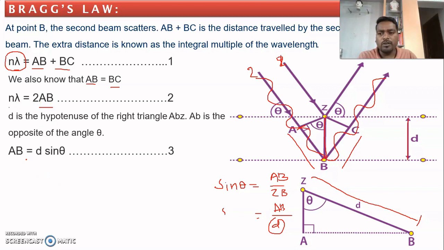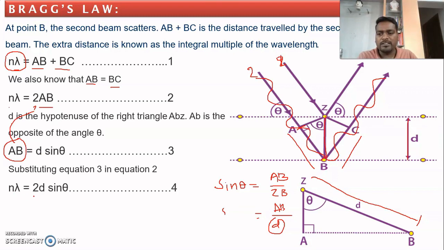If you substitute the value of AB in this equation, you will get n lambda is equal to 2D sine theta, because we know n lambda is equal to 2AB from equation 2. And we know the value of AB from the figure, derived by taking the right angle triangle AZB. Dear student, you must know how ZB is equal to D, because this distance ZB is nothing but the interplanar distance D we considered while deriving. So if you substitute AB is equal to D sine theta in equation 2, we get n lambda is equal to 2D sine theta.